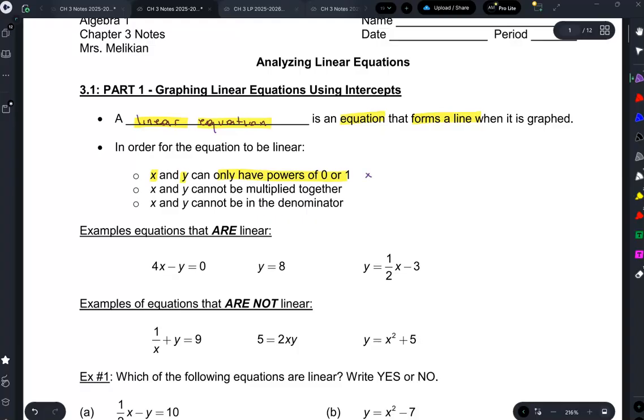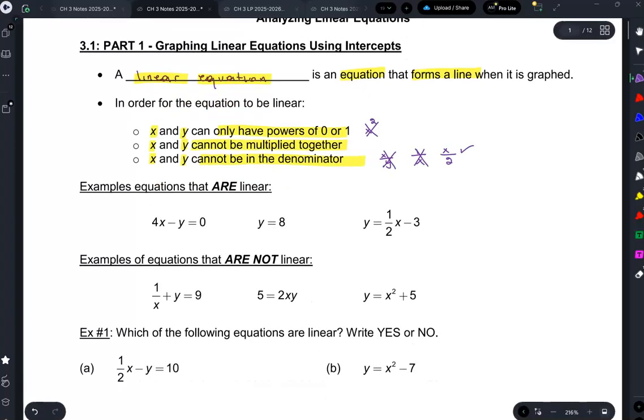So for example, if you have something like x squared, that is not a linear equation. Next, x and y cannot be multiplied by each other. Lastly, x and y cannot be in the denominator. So for example, if you have x over y, not okay. 1 over x, not okay. But suppose you have x over 2, this is okay because your denominator is not an x, it's a number.